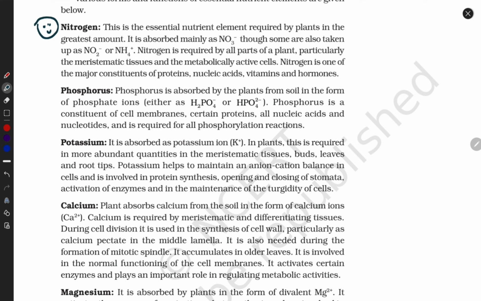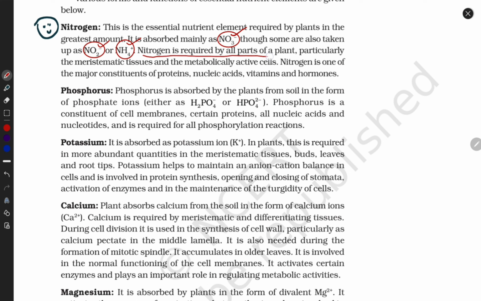Yes, nitrogen is absorbed by plants. In which form? In this form, this form, and this form, guys. This is the nitrate form, this is the nitrite form, and this is the ammonium form. These forms are absorbed by plants.